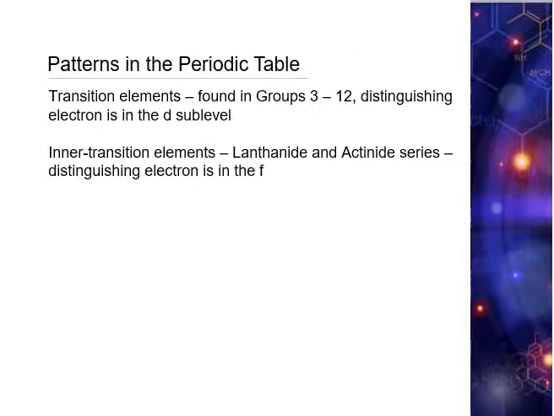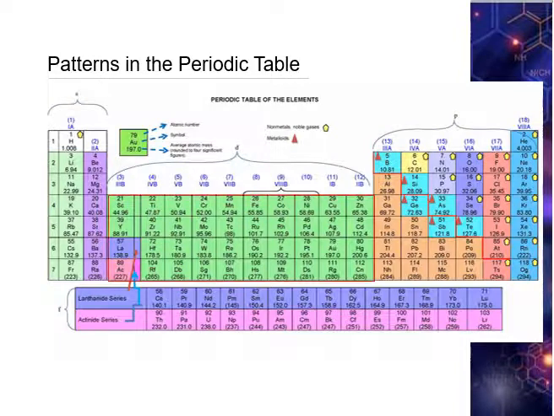Transition elements are found in groups 3 through 12; the distinguishing electron is in the D sublevel. The inner transition elements, the lanthanide and actinide series, have the distinguishing electron in the F sublevel. These are the transition elements right here, and this is the lanthanide series and the actinide series.